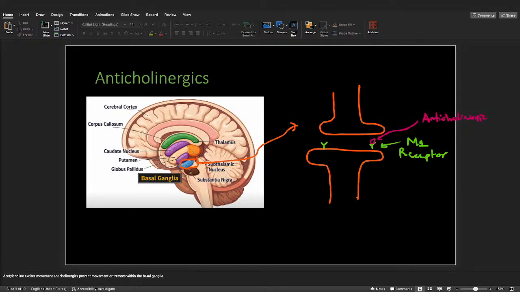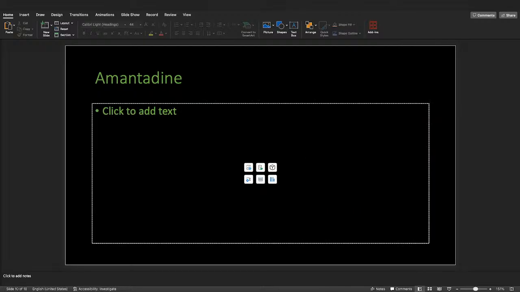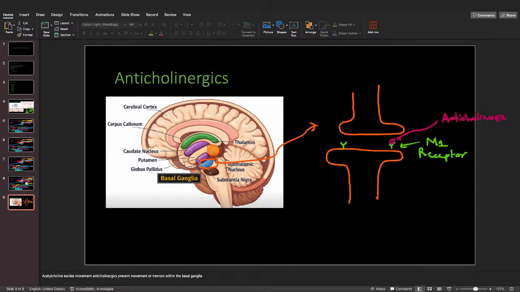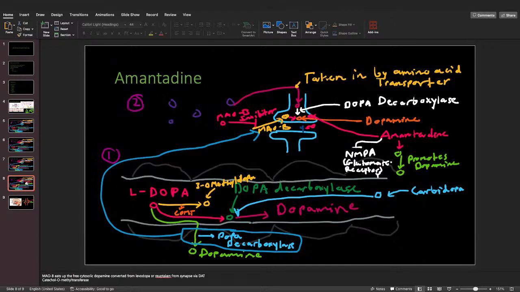Does anyone have any questions? This slide was not supposed to be here, and I will remove that. You guys are all free to go. I do think you guys should take this diagram and redraw it on your own, because I think this will explain the big picture of many of these medications and how they work.